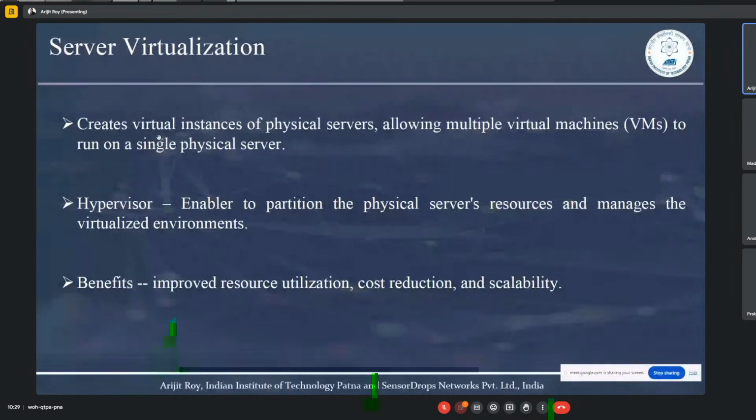So here you can see it creates virtual instances of the physical server, allowing multiple virtual machines to run on a single physical server. So the physical server is one, but it is divided among multiple virtual servers. So the hypervisor is, you can say, the tool or the main enabler which can partition the physical server into multiple servers, like multiple resources. I mean, for any resources it is valid. That hypervisor plays an intermediary role to partition the resources logically. So again, the benefit is the same: improved resource utilization, cost reduction, and scalability.